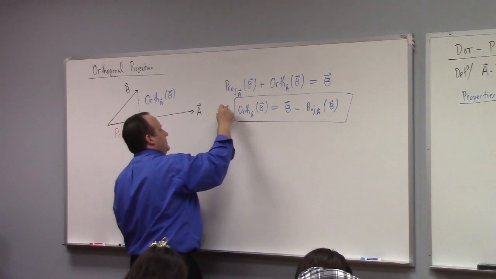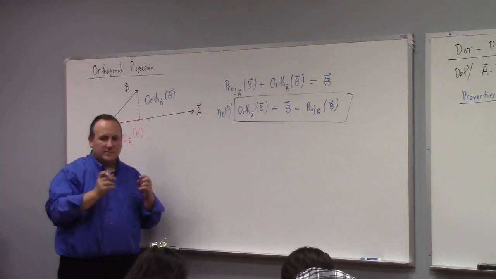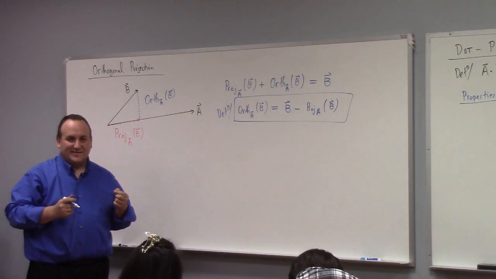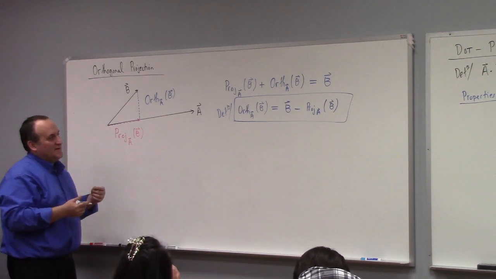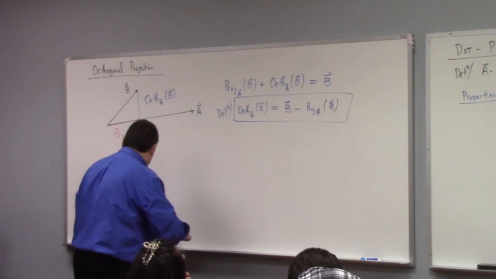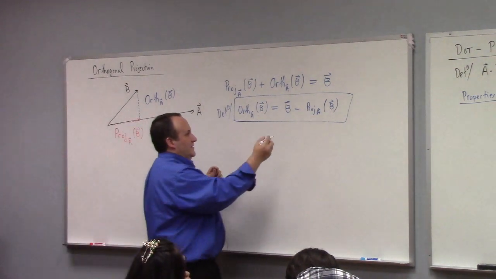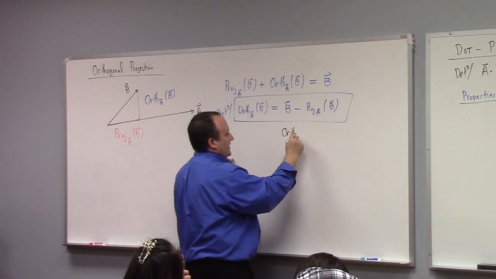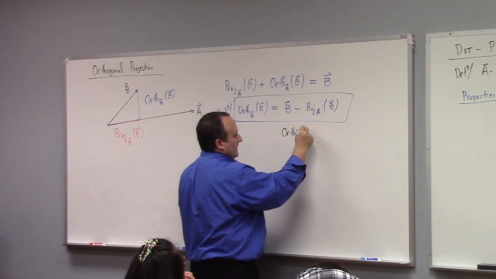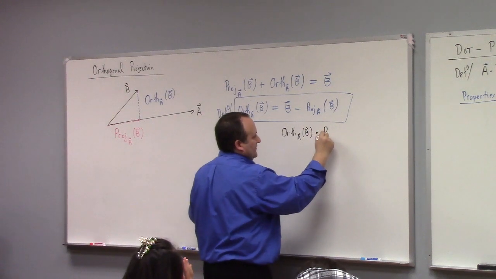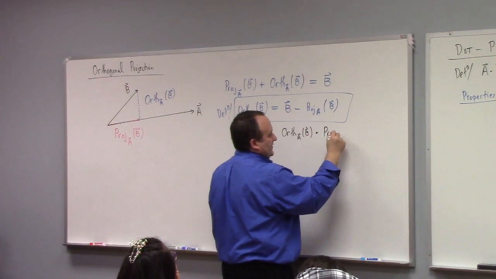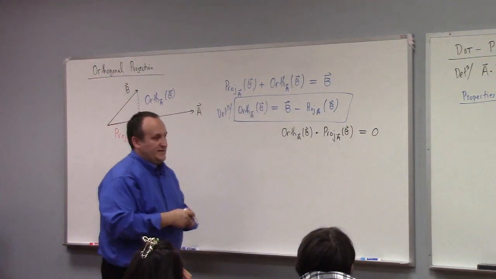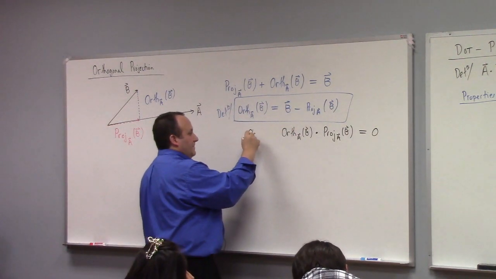And I have a feeling I might have assigned you a homework problem to prove this. It's a straightforward exercise to prove, and I won't do it because we have other things to do today, but you can easily check that the orth of B onto A dotted with the projection onto A of B, guess what? That's equal to 0. So that's a claim which you can check, okay?